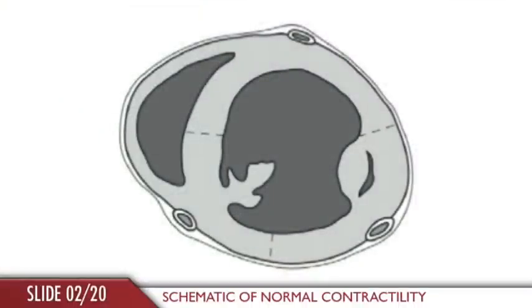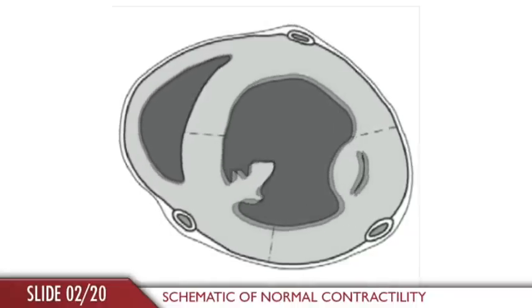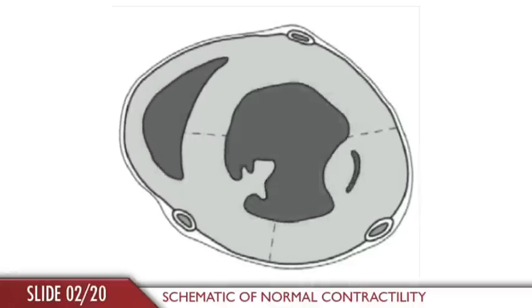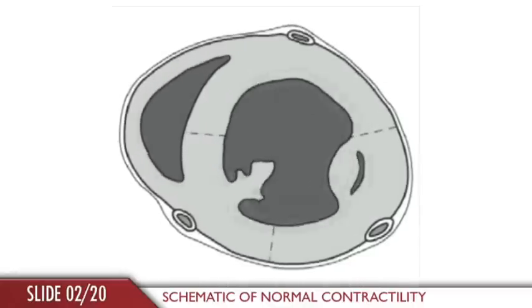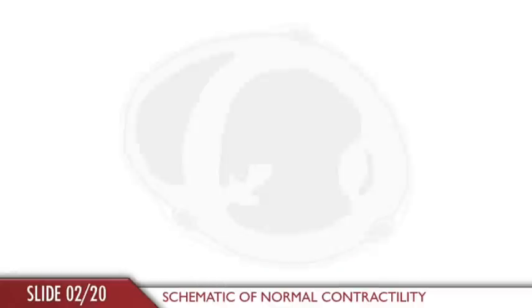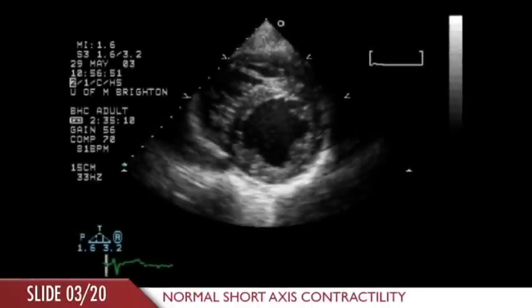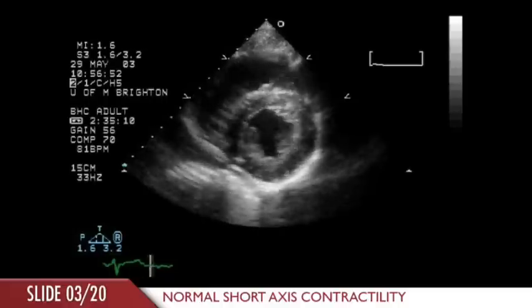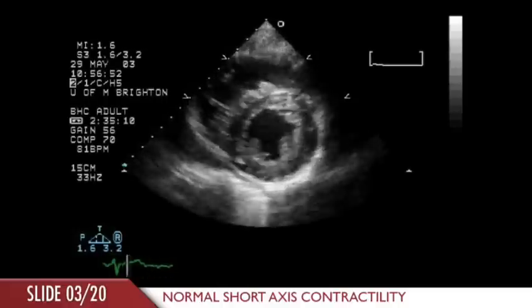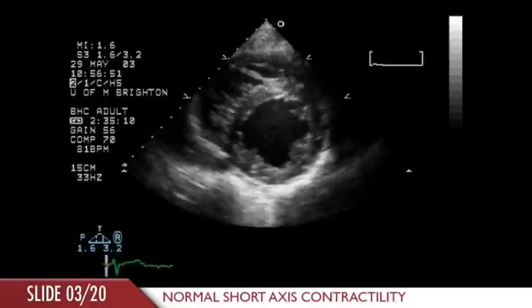This slide schematizes the normal geometry and function of the left ventricle. Note from diastole to systole, all walls thicken symmetrically accompanied by endocardial movement toward the center. This short-axis two-dimensional echocardiogram is recorded at an equivalent level to the previous schematic. Note the normal circular geometry of the left ventricle and the normal symmetric pattern of contraction.